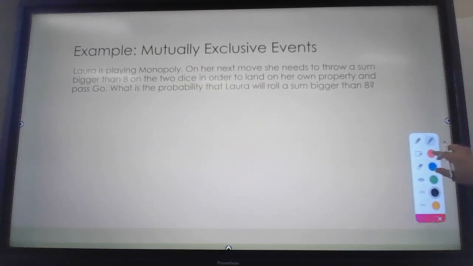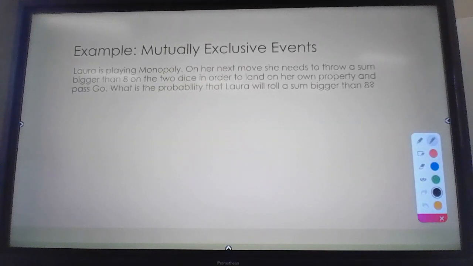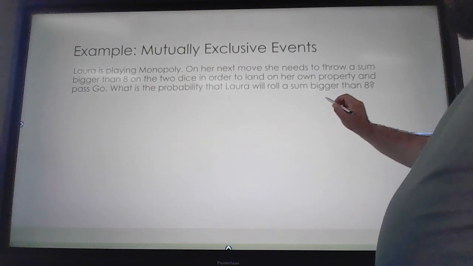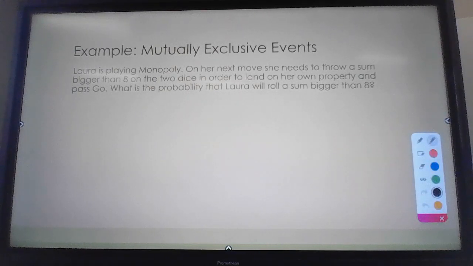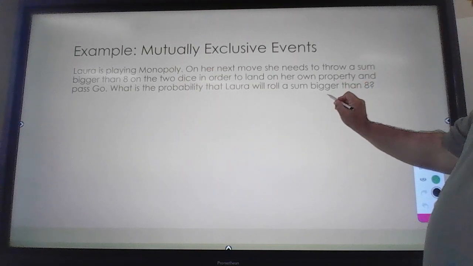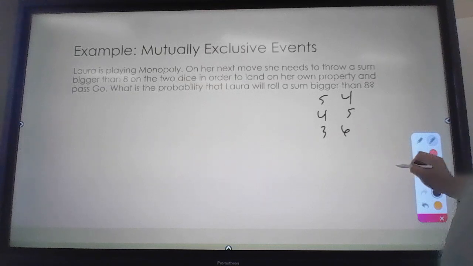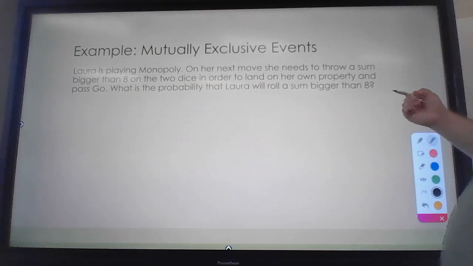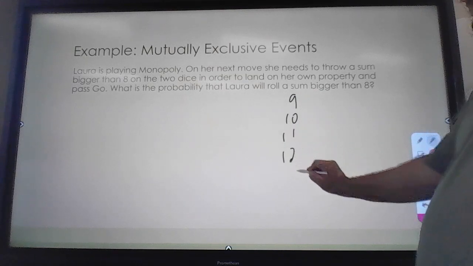Now, when we roll a sum bigger than 8, that means that I have many choices. I'm trying to find values of the dice that are larger than 8. So you throw 2 dice. There are 36 total possibilities. For a sum that's bigger than 8, actually, before we do it, we're looking for sums bigger than 8. That means not 8, I'm sorry, but 9, 10, 11, 12.